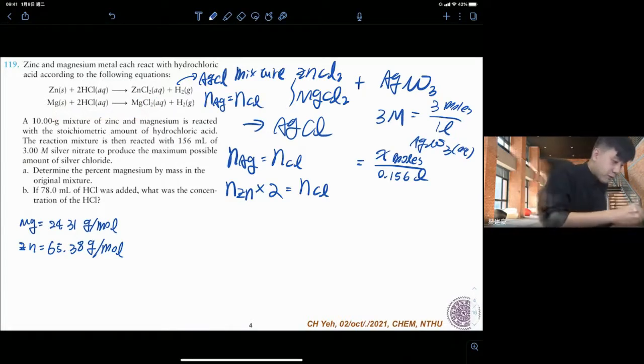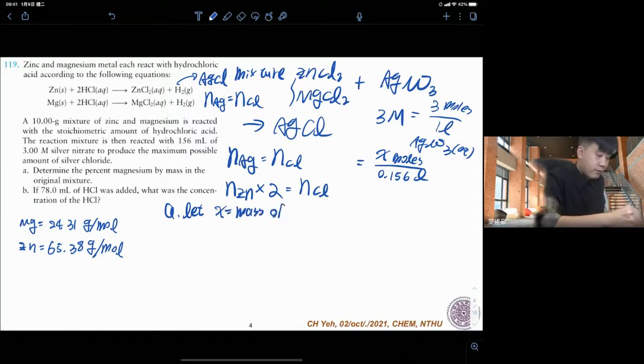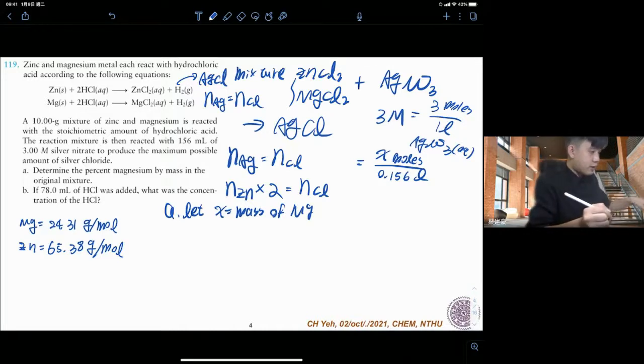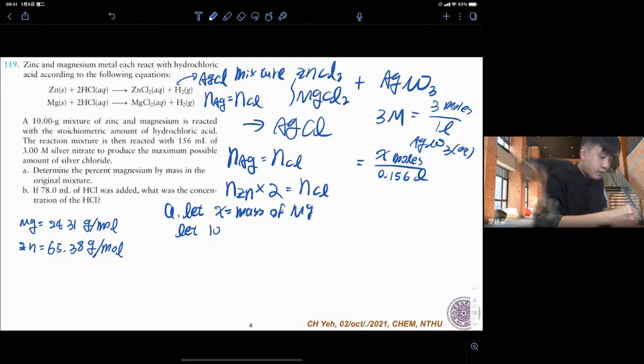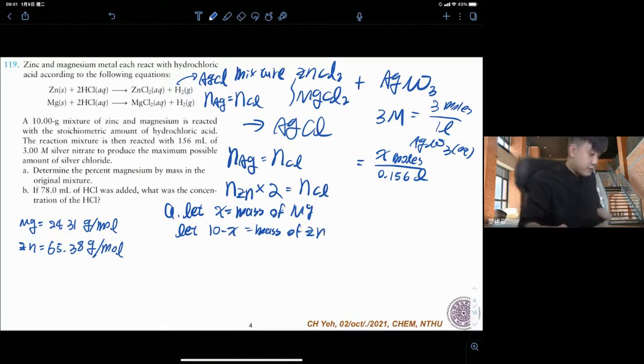Okay, in the first question, let X be the mass of Mg, and let 10.0 minus X be the mass of what? Zinc. Okay, so let's calculate this.